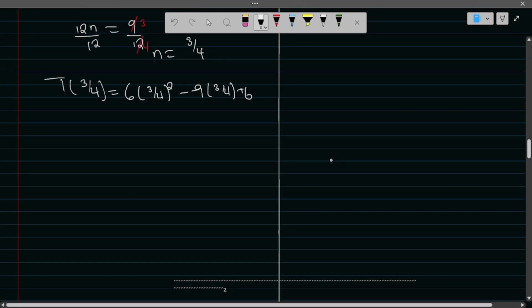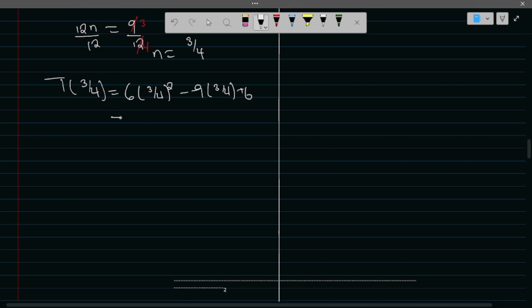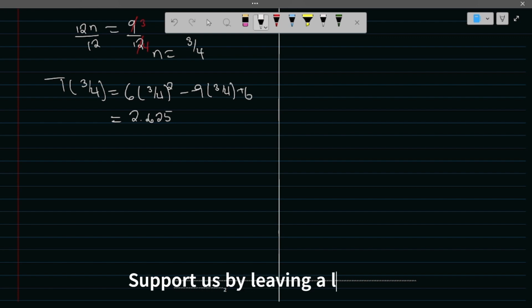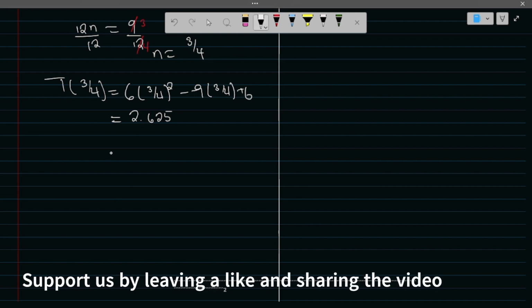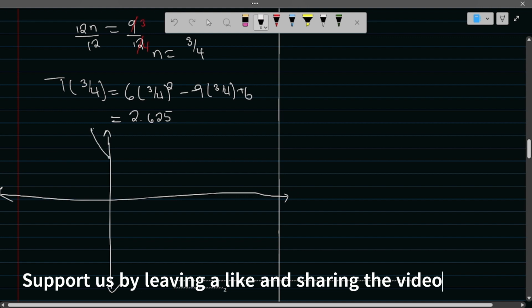Right, so your answer would be 2,625. Right, you can double check in your calculator, guys. Now to show that this is going to be positive for all values of natural numbers where n is concerned, this equates to a parabola that is like this, because it's a smiling parabola, right?